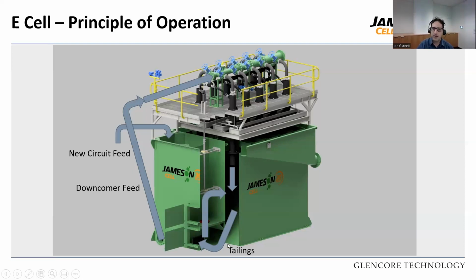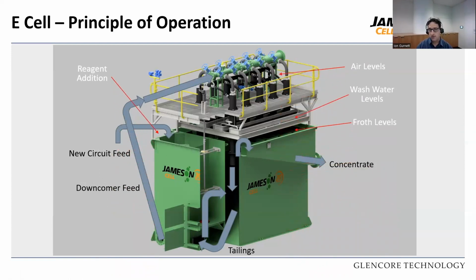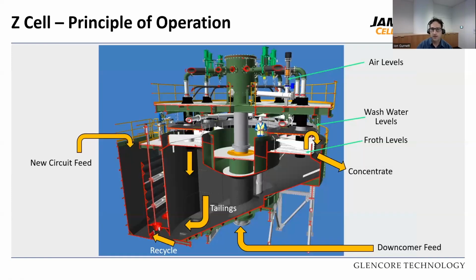In the E-cell, we have a recycle slot at the bottom that will actually control how much we're flowing back to the feed pump box through hydraulic head, and we control a dart valve to allow our tailings out. This is pretty much the function of control. We monitor a lot on the cells, but it's relatively simple. We monitor froth levels, air levels, wash water levels, and we can add reagent to the feed pump box.